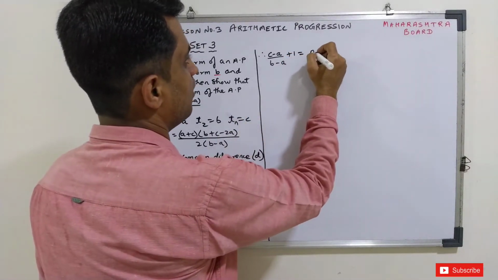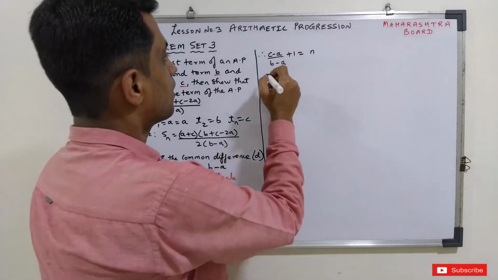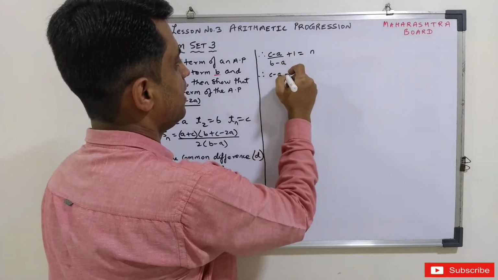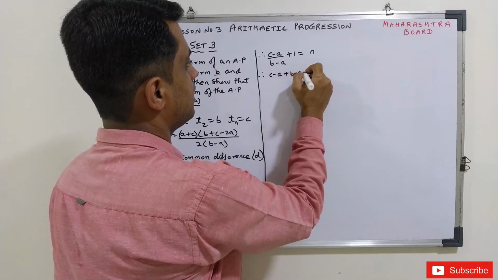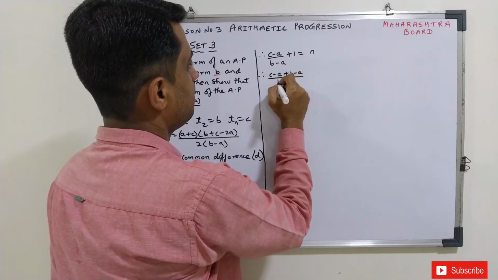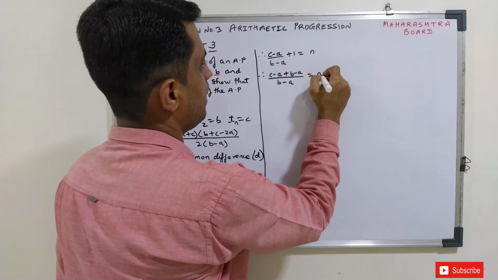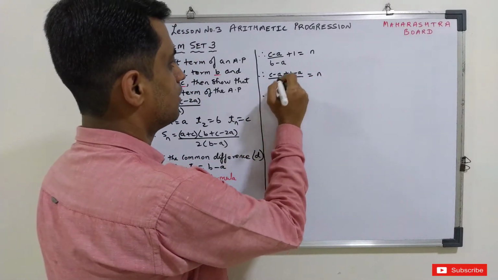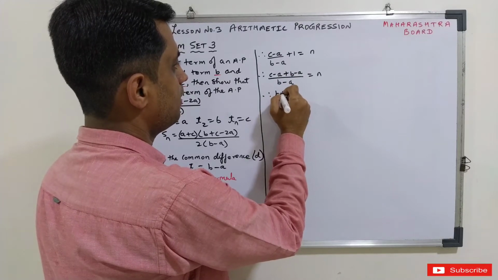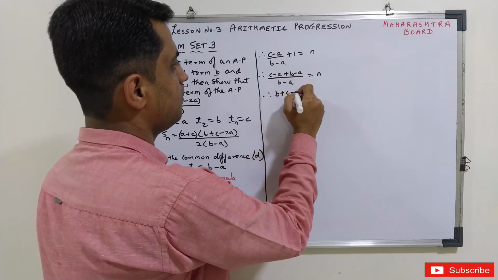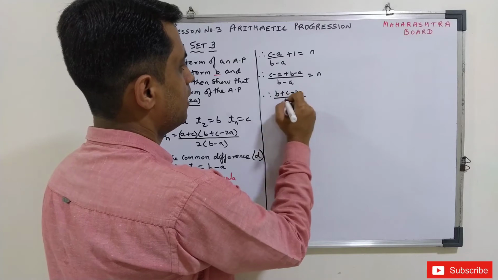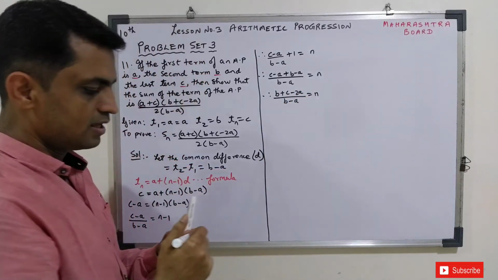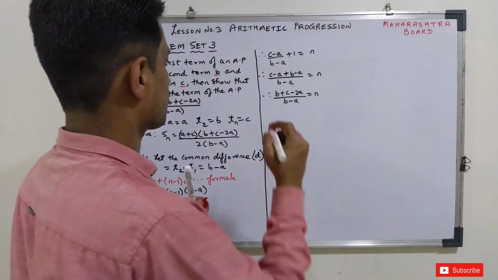We are finding the value of n here. Cross multiply C minus A. This will multiply here, become B minus A upon B minus A is equal to n. Now does anything get cancelled? No. What will we get? B plus C minus 2A upon B minus A is equal to n. Now we got the value of n.